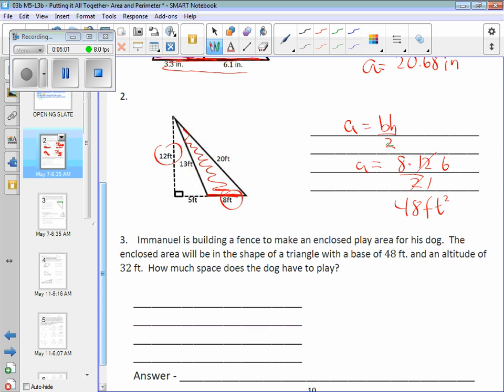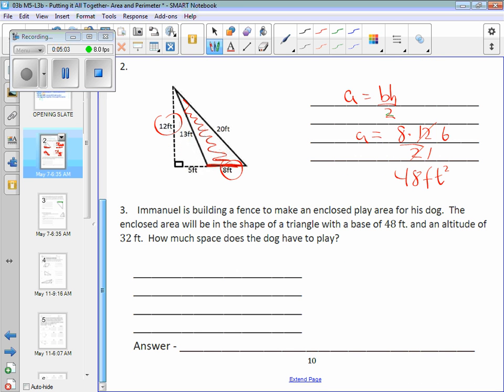All right, number 3 is just very simply a word problem where they just don't give you the shape. It's the shape of a triangle. So when you see triangle, automatically you should be thinking, okay, base times height divided by 2. That's my formula for a triangle. Doesn't matter how I draw it, and doesn't matter what my base is nor what my height is.